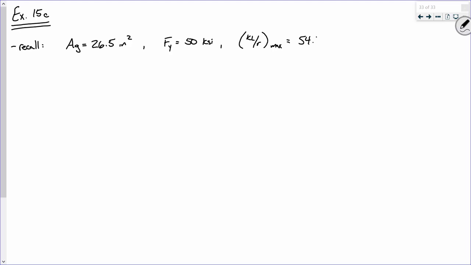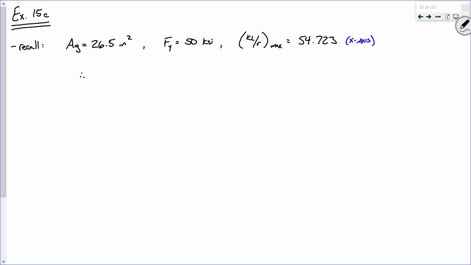54.723. And that was, let's keep in mind, for the x-axis. Okay? All right. So we're going to use table 4-22 to look up a phi F critical. Now, that table does not list a phi F critical for a KL over R of 54.723. So instead of looking up 54.723, what are we going to have to look up? 54 and 55.